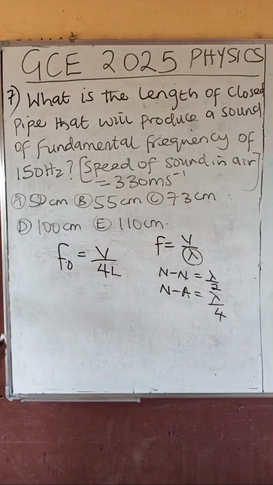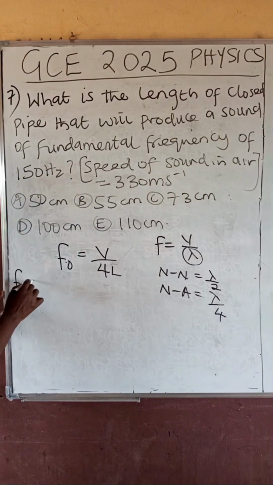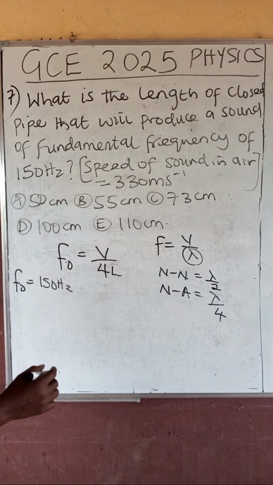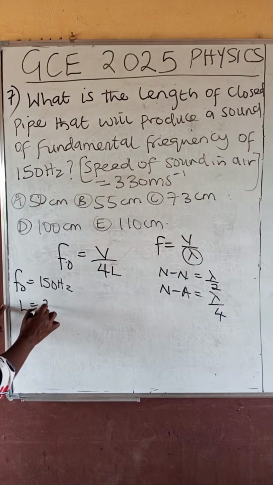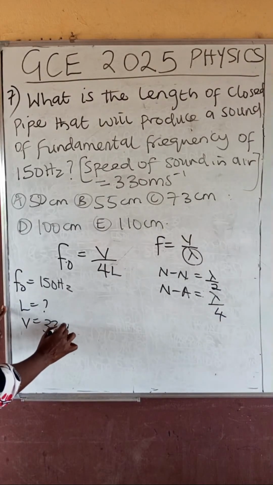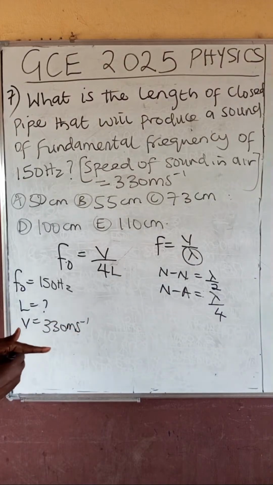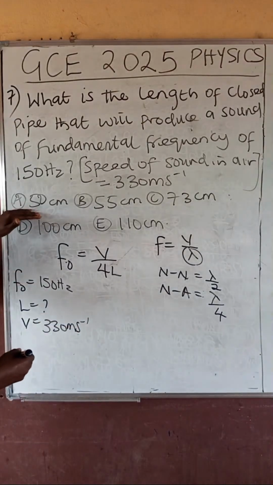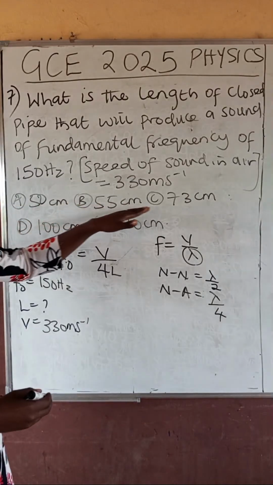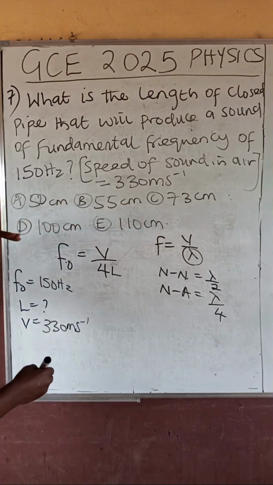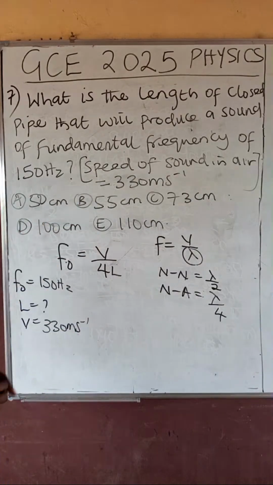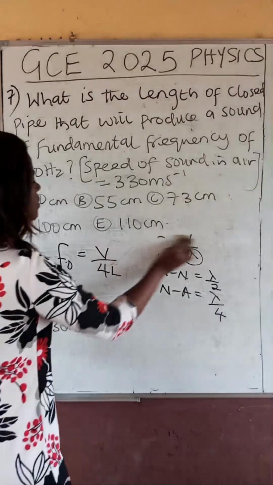Now we are given the fundamental frequency F naught to be 150 Hz. We are looking for the length, and we have the speed of sound, which is 330 meters per second. And we have the following options. A is 50 centimeters, B is 55 centimeters, C is 73, D is 100, and E is 110 centimeters. So let's solve and see the one that will give us our answer.